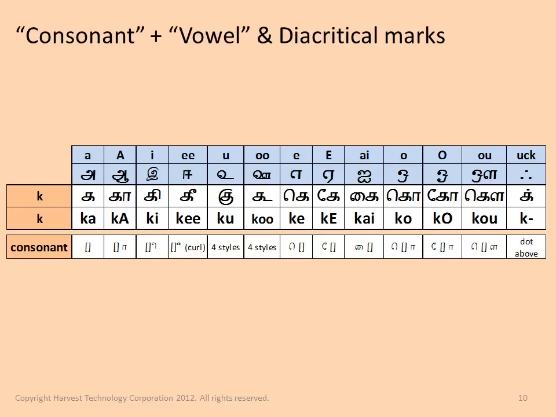Similarly for the long o, it's the e diacritic on the left and the a diacritic on the right, so again the consonant is sandwiched in between. And then the same happens for au, where it's sandwiched in between the e diacritic and the consonant L.